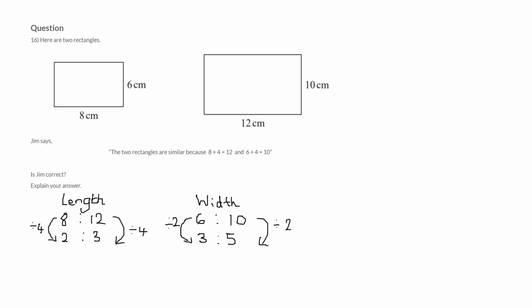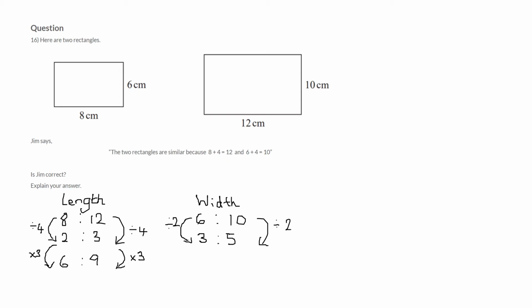So I'm going to have a look at the first part of each ratio. So I've got 2 for my lengths and 3 for my widths. So I'm going to turn them both into 6 to something so that I can compare them. I'm going to multiply both sides of my first ratio by 3 and I will get 6 to 9.